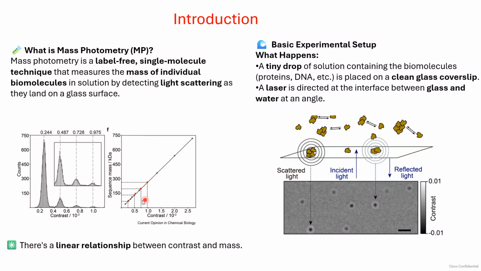Also, there is a calibration curve here. By measuring known proteins, a calibration curve can be created. This can convert optical contrast directly into molecular masses for unknown proteins or unknown biomolecules. There is a linear relationship between the contrast and the mass. In this way, the mass is calculated.